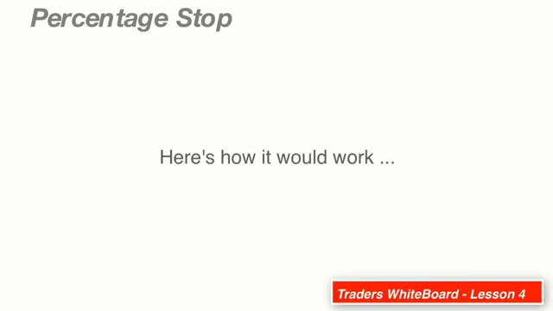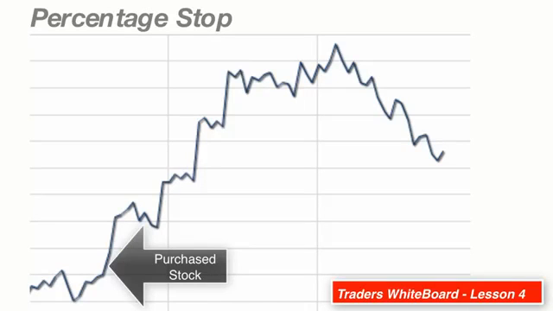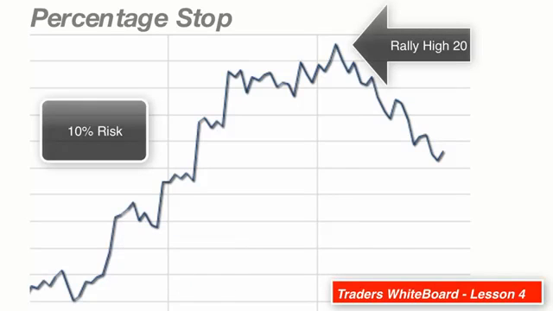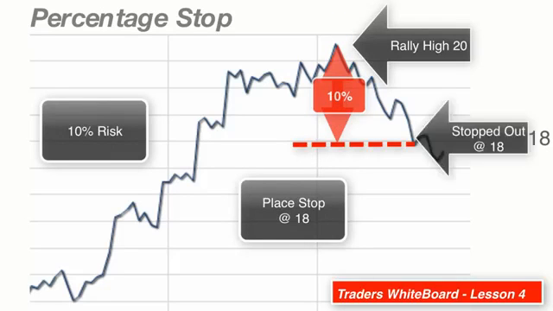Here's how it would work. Assuming you had purchased a stock, you would change your percentage stops based on a pullback from a previous high. For example, if the rally high for a stock was 20 and you're talking about a 10% risk, then your stop will be placed at 18. If the market pulled back to 18, you'll be stopped out. There are no disadvantages with this strategy as you are seriously managing your risk profile.